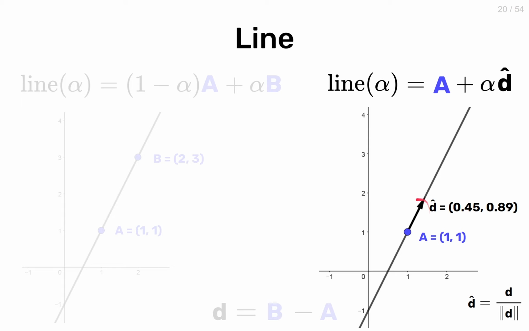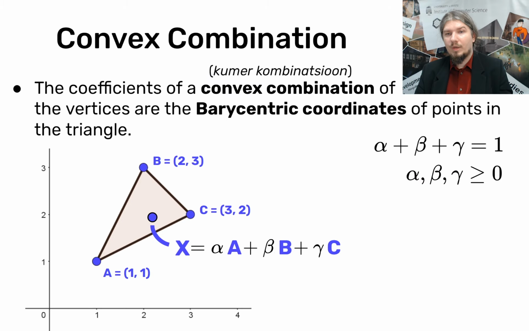So often people normalize this vector, and this normalization just means that you take your vector and divide it by its length. If you divide every coordinate by its length, then you will get out a vector that has the same direction but length 1.